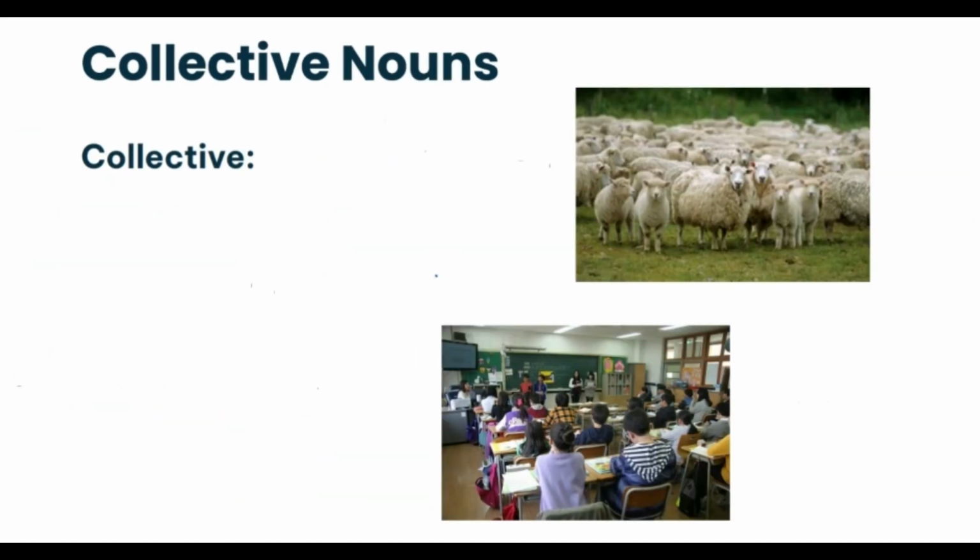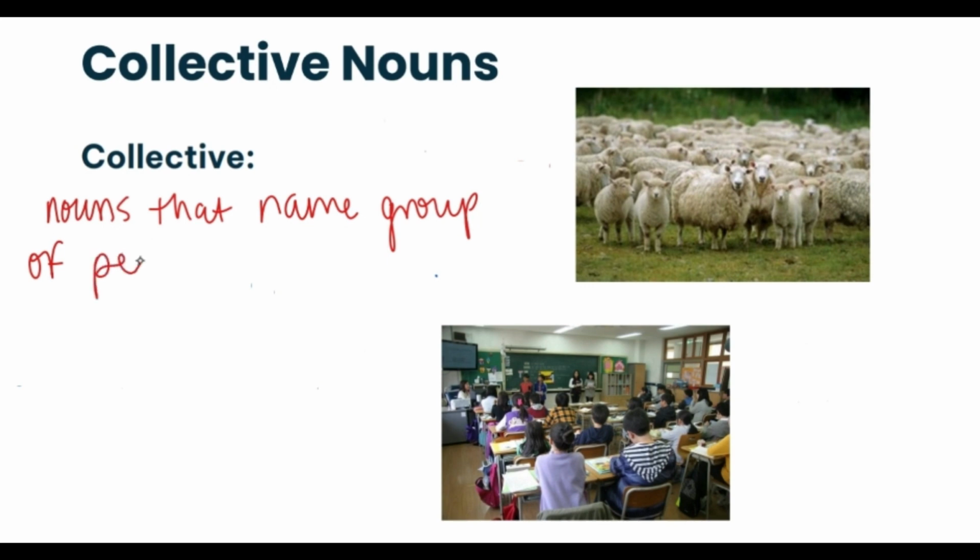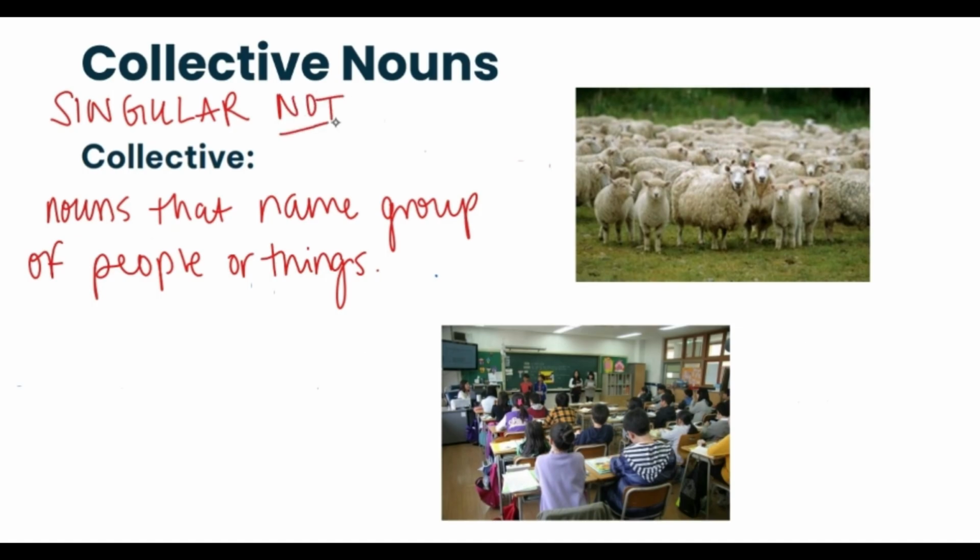Next up, we have collective nouns. And collective nouns are nouns that name a group of people or things. What's important about collective nouns is that they are functioning as singular, not plural.